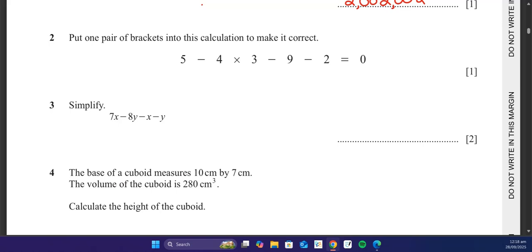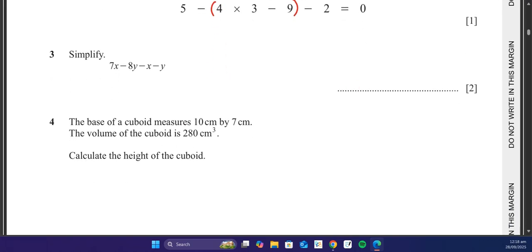Okay, so what if we put a bracket over here? I think that would give us the correct answer, because that would mean 12 minus 9 would be 3, 5 minus 3 would be 2, and 2 minus 2 would be 0. Yeah, so that is the correct answer.